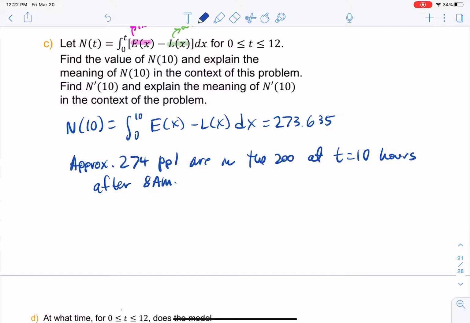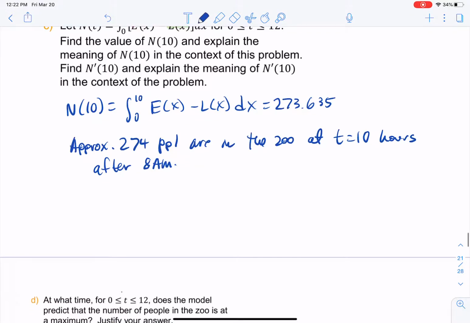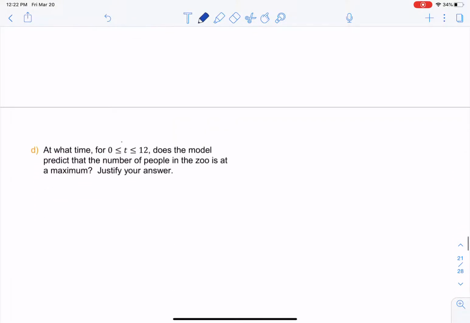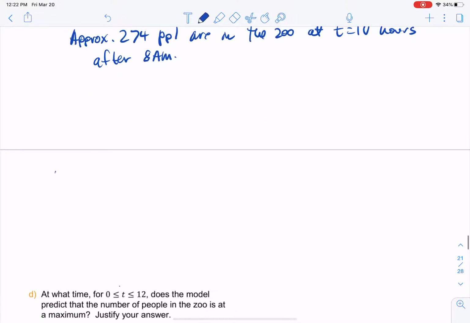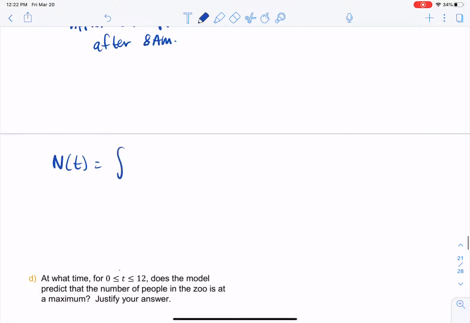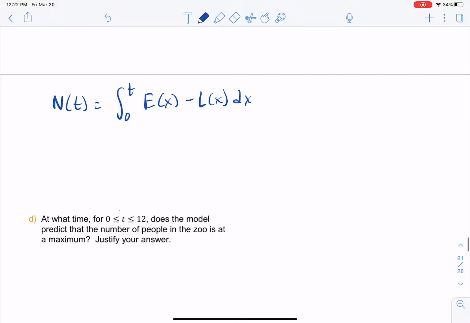All right, so next we want to know what is N prime of 10. So to find N prime of 10, we need to first find N prime. Let's write that part down first. So N of t, remember, was the definite integral from 0 to t of E of x minus L of x. We want to take its derivative. And since taking a derivative of a definite integral, I just changed the variables. They're inverses of each other.